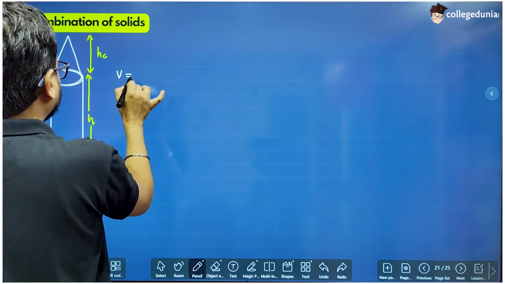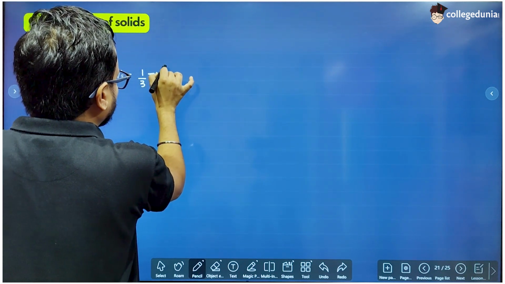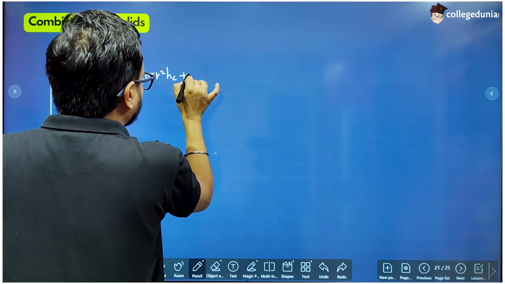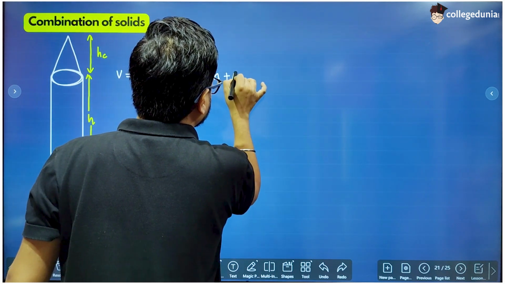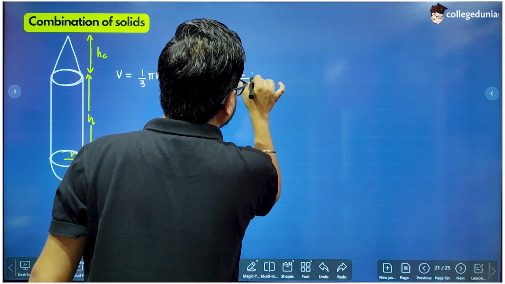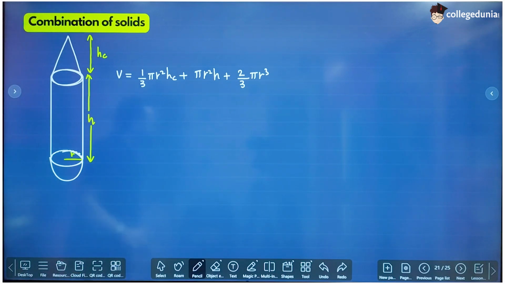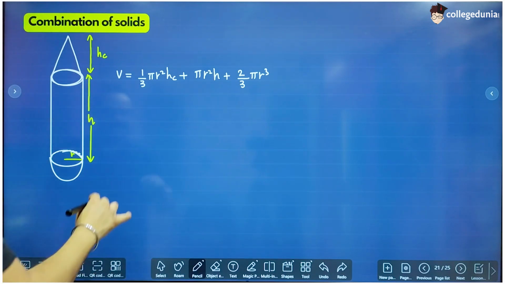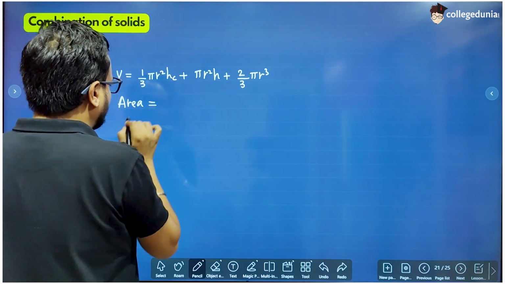So what is the total volume? Total volume is the volume of this cone, which is 1 upon 3 pi r square into height of cone, plus the volume of cylinder, which is pi r square h, plus the volume of the hemispherical part. So this is the total volume of the solid. What is the surface area of this solid?